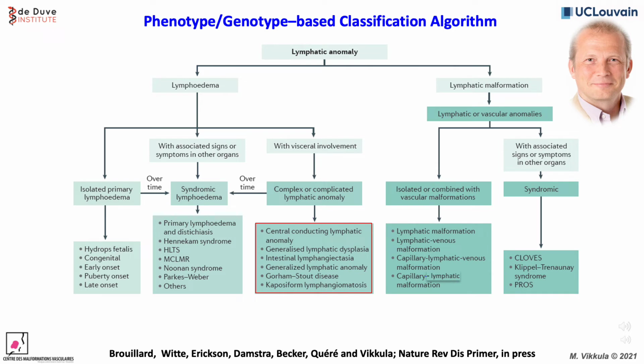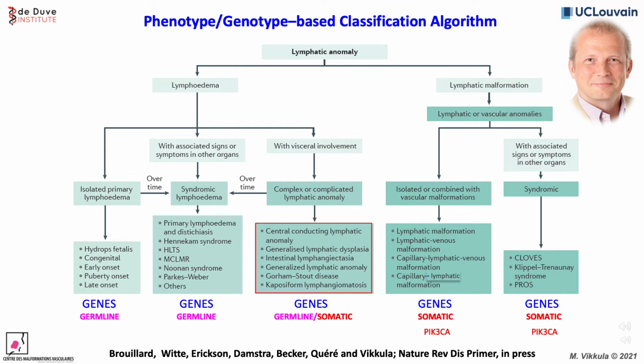Based on the increasing knowledge on etiopathogenesis of various lymphatic anomalies, we have come up with this phenotype-genotype-based classification algorithm. As we can see, lymphedemas are on the left and the lymphatic malformations on the right. And for many of these groups, actually genes are now known as the causes of the phenotypes. For the left side, they are mostly germline changes, whereas those on the right, they are mostly somatic changes. We have the PIK3CA gene, but then also in the complex or complicated lymphatic anomalies, the NRAS-KRAS-ARAF series of genes.